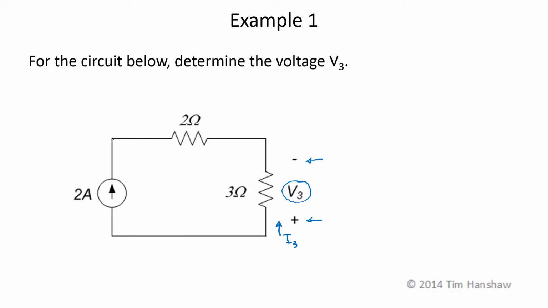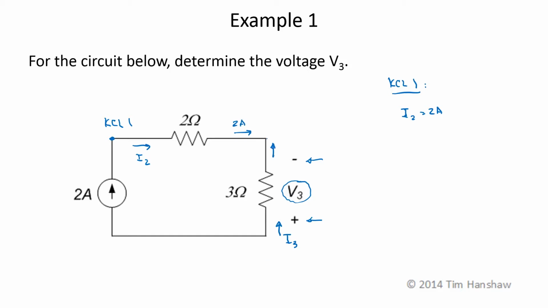So let's do KCL up here and define the current through the 2 ohm resistor as being I2, positive in that direction. KCL tells us that the current entering the node must equal the current leaving the node, so I2 is just equal to 2 amps. Since the current going into an element has to be the same as the current coming out of the element, we also know that the current going this direction is 2 amps.